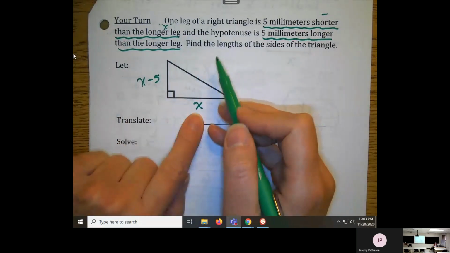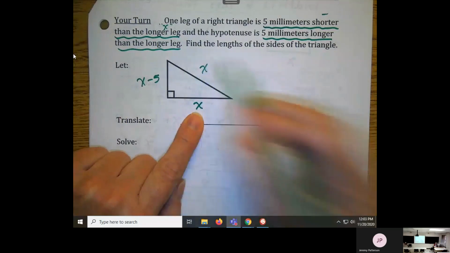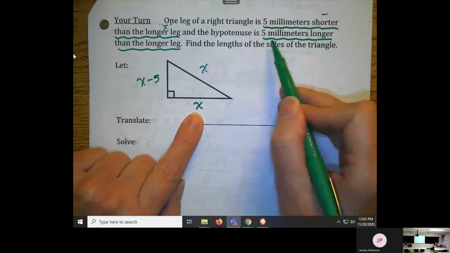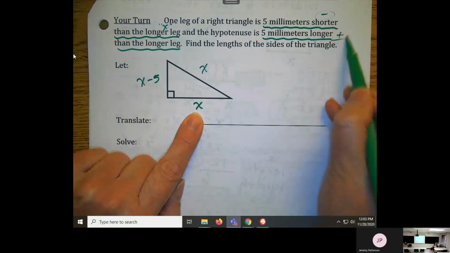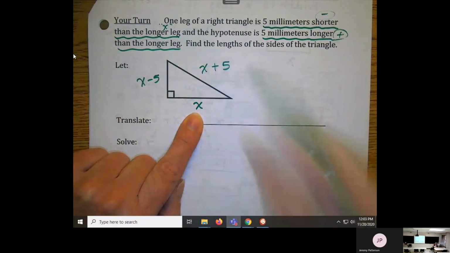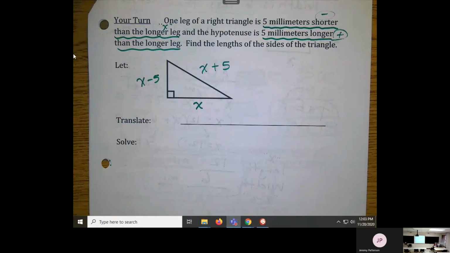It's referring to that same longer leg, so it should be another X in there. 5 millimeters longer. Longer sounds like adding. X plus 5 would be great. Any questions I can answer for you about that part?